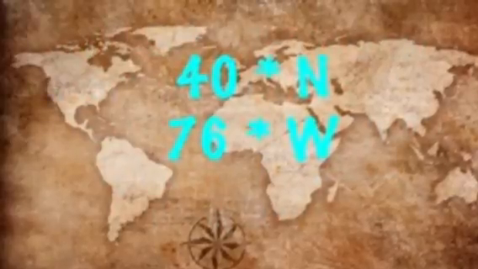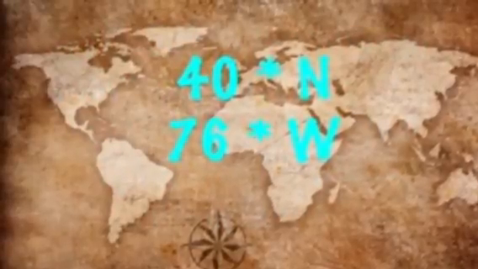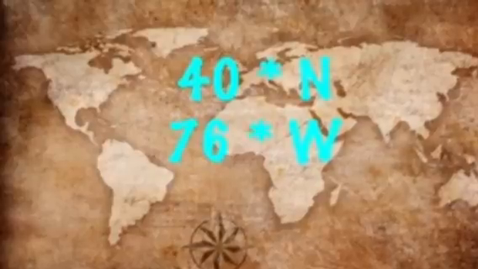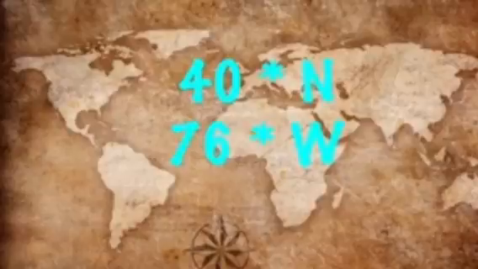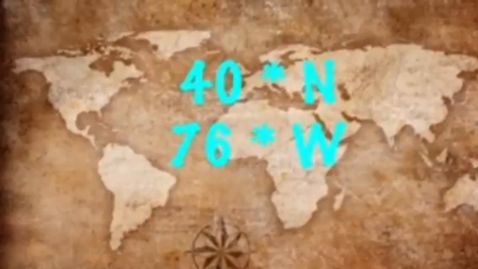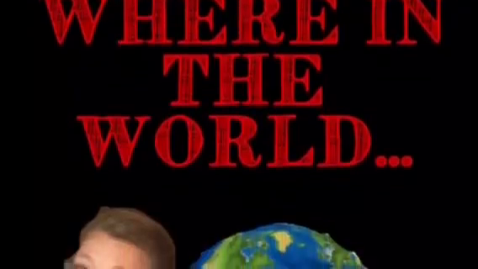Don't forget about the coordinates for the last known whereabouts of M.K. Shenandoah. She's at 40 degrees north and 76 degrees west. Tune in next time to find out where in the world is M.K. Shenandoah.